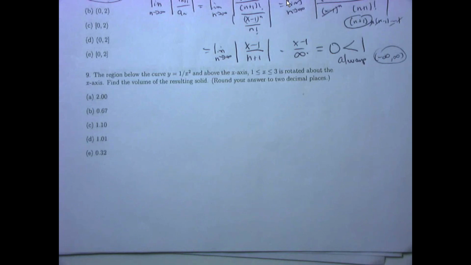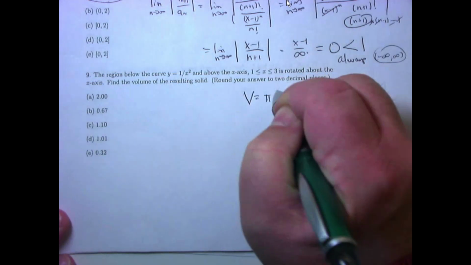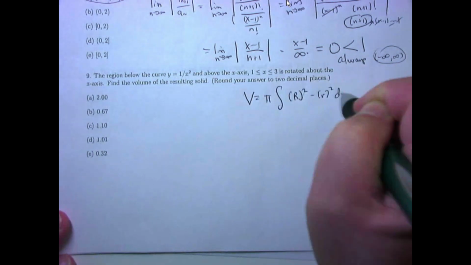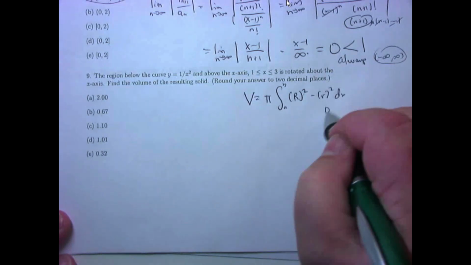The region below the curve y equals 1 over x squared and above the x-axis between 1 and 3 is rotated about the x-axis. Find the volume. All right, remember there are 2 forms you got to memorize on this thing. What are your 2 forms for volume of rotation? Disk and washer. Volume equals pi times the integral of what I call big radius squared minus little radius squared dx from a to b. This is called the disk washer method.